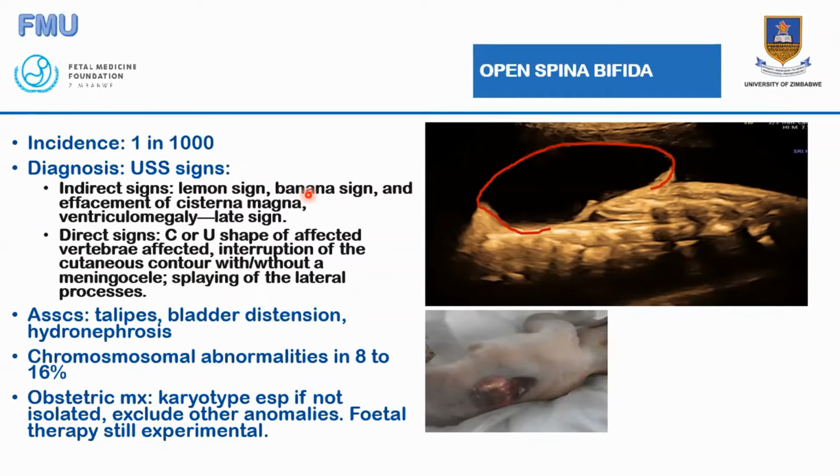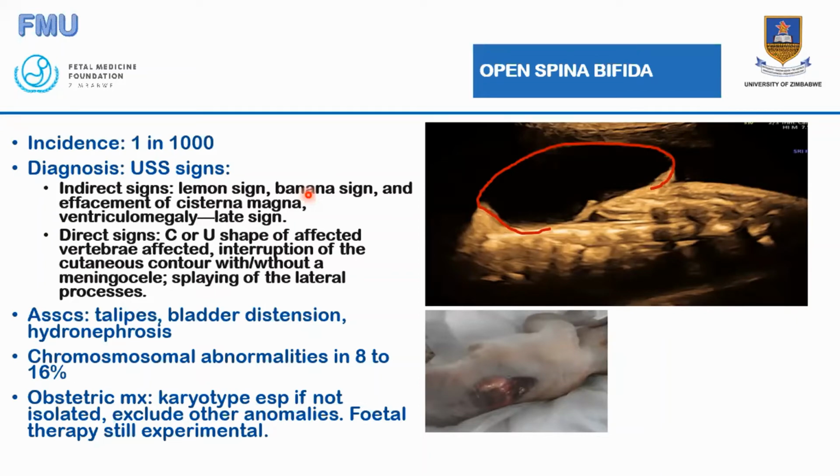There are other fairly common, 1 in 1,000, mostly in a population that doesn't take folic acid at the right time as ours. So it is fairly common. Then in terms of the indirect signs, the lemon sign, the banana sign, and the obliteration of the cisterna magna are some of the indirect signs. A late sign such as ventriculomegaly may be picked. So every baby who has ventriculomegaly should be investigated for a myelomeningocele as a rule of thumb.